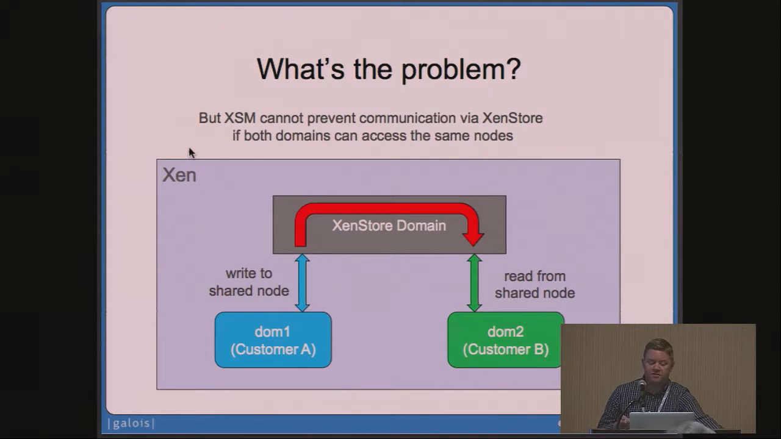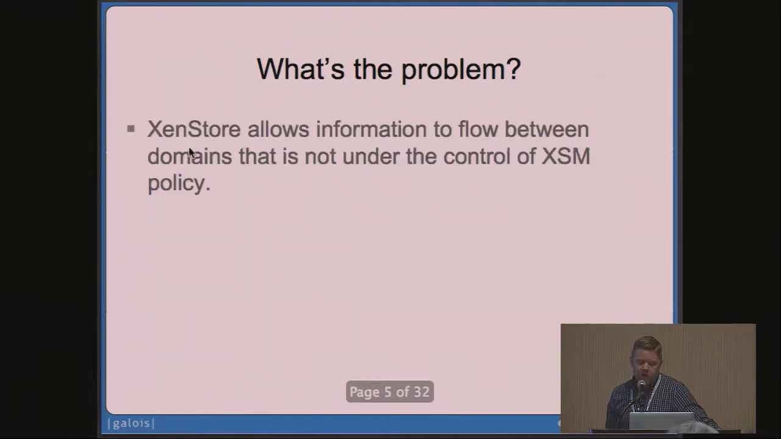There's a problem with XenStore, though, and that is if DOM1 and DOM2 can read and write the same shared nodes, it allows them to communicate. And this communication is not something that we have good control over with XSM. It's not fine-grained enough. So really the problem is that XenStore allows information to flow between domains, and that flow is not under the control of the XSM policy. The only real knob we would have to turn with XSM would be to completely disallow communication between the domain and XenStore.